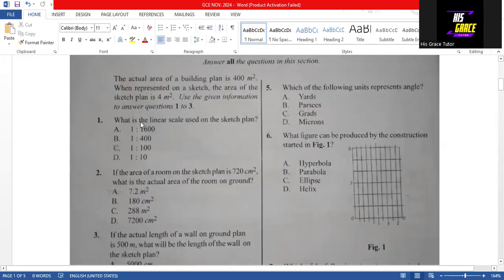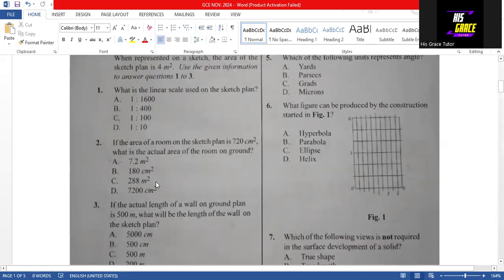Question 1. What is the linear scale used on the sketch plan? The linear scale used on the sketch plan is 1:100. That is option C. How did I get 1:100? The length on plan is 4 meters, while the actual length is 400 meters. So you divide 4 meters by 400 meters, and that will give us 1:100. So option C is the answer to this question.